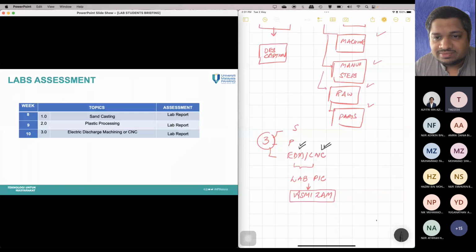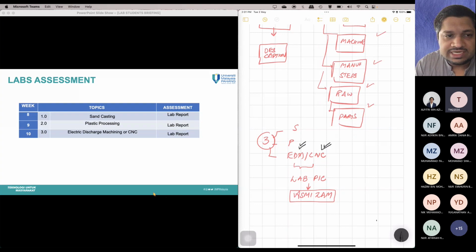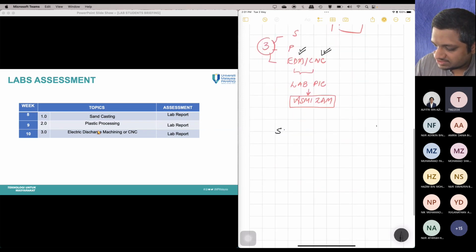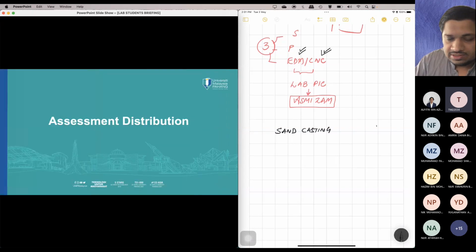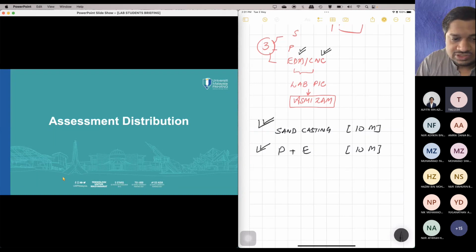So for all three labs, we have to provide a lab report. For sand casting, plastic processing, and electric discharge machining, we have to submit a lab report. However, for sand casting, the lab report marks are 10 marks, and for plastic and electric discharge machining, the lab reports are 10 marks. So sand casting is a long report and plastic processing is a short report.